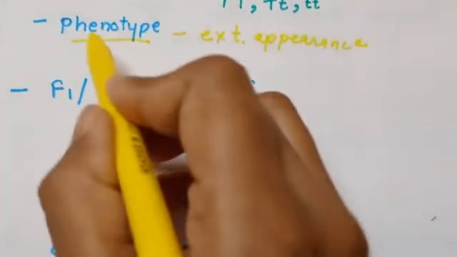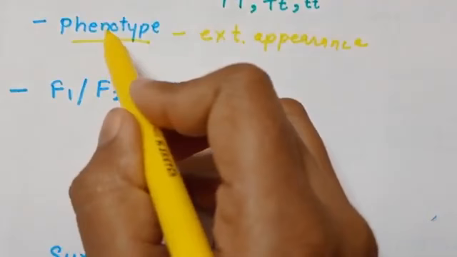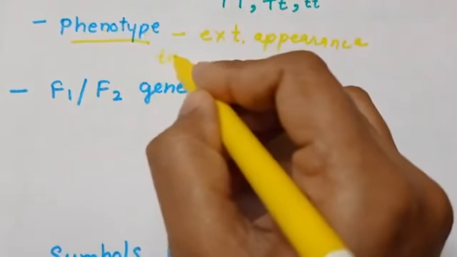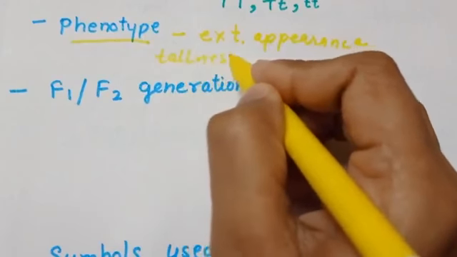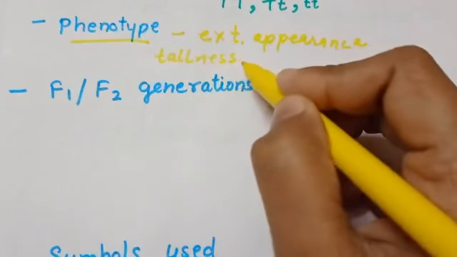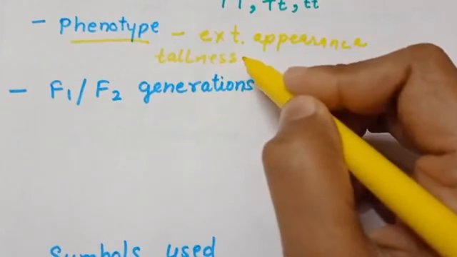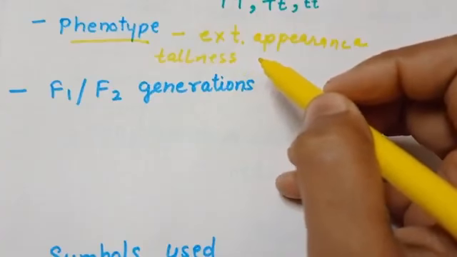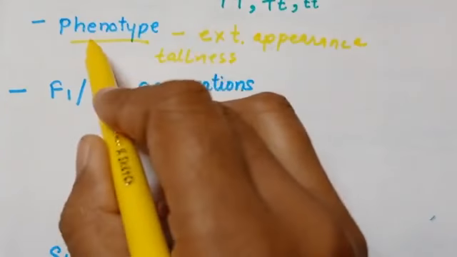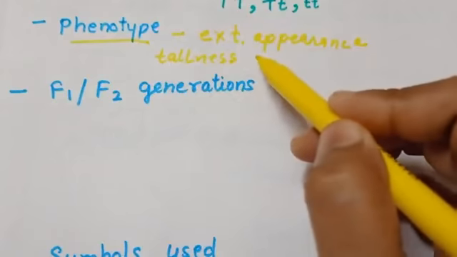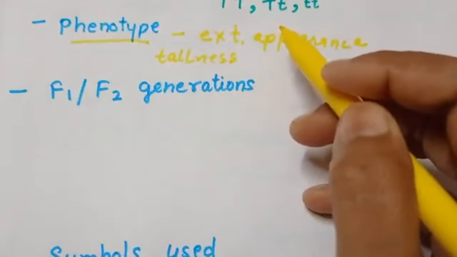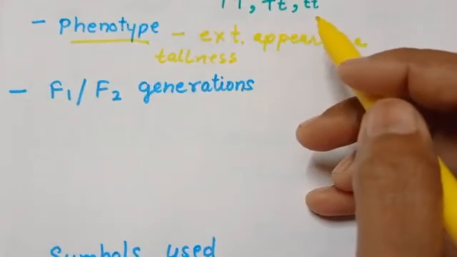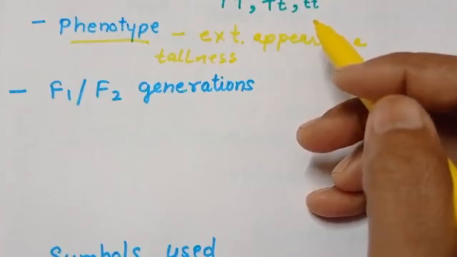This is a visible trait of an organism. For example, we were talking of the height of the plant. So tallness. Tallness is one of the phenotypes of the organism, as it is visible. So tall or short are the characteristics which are visible, so they will be called phenotype. Those characteristics which are visible are called phenotype, and those which are making genetic relations are called genotype.